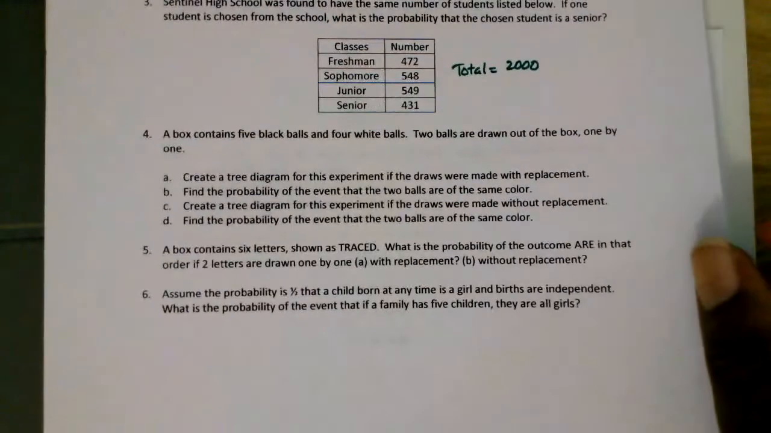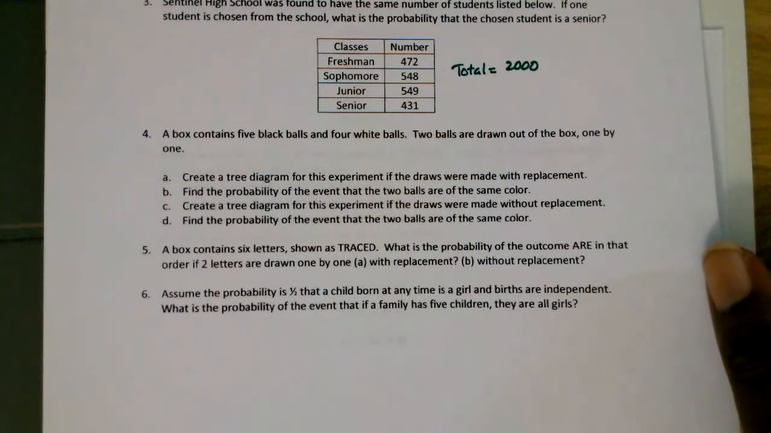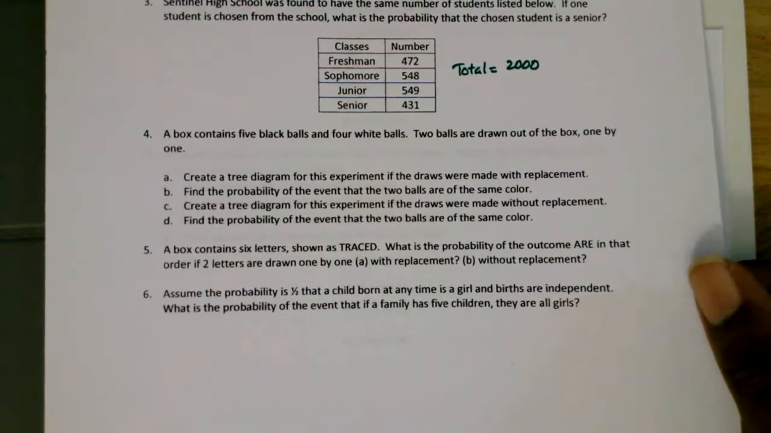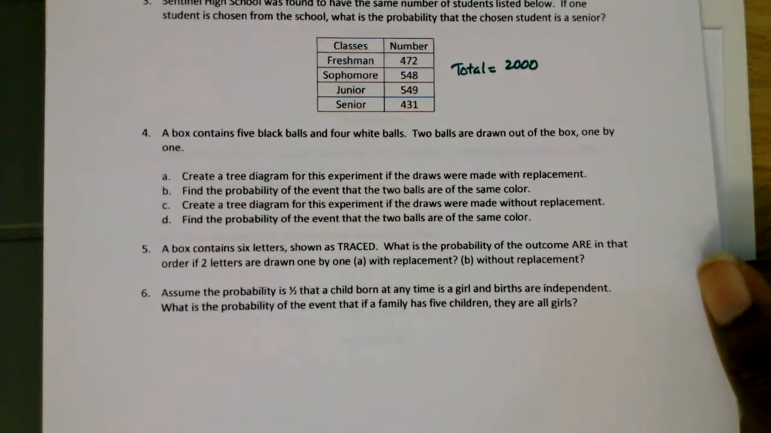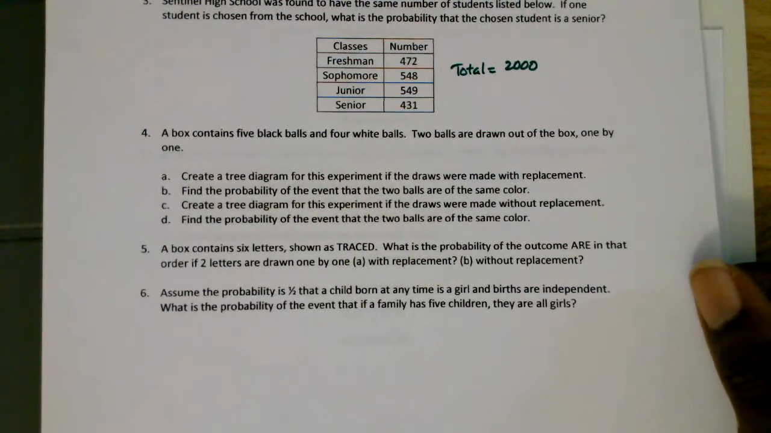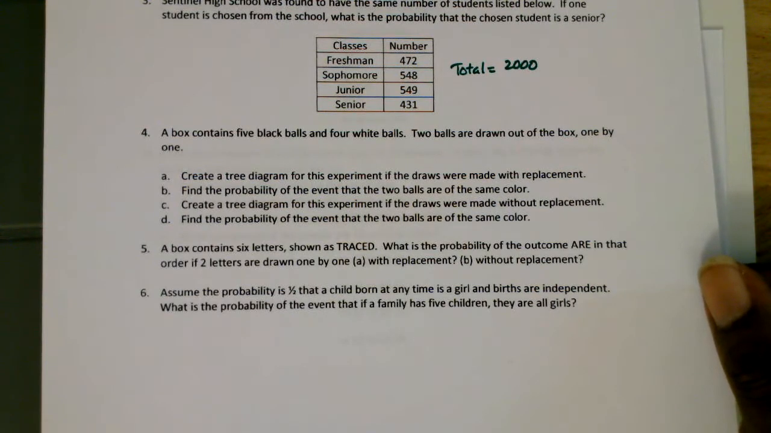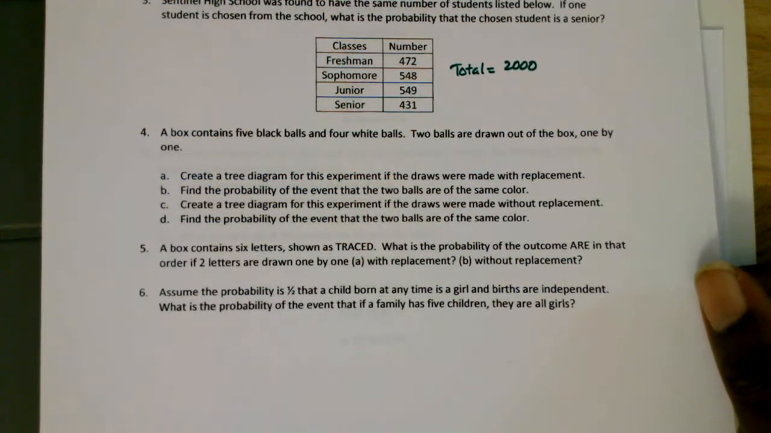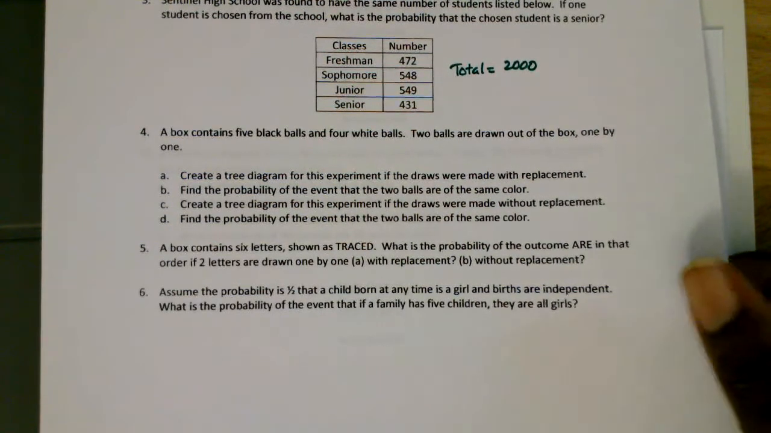Problem number 4 is this. A box contains 5 black balls and 4 white balls. 2 balls are drawn out of the box one by one. In part A, we want to create a tree diagram for this experiment if the draws were made with replacement. In part B, we're going to find the probability of the event that the 2 balls are of the same color. Then in part C, we're going to draw another tree diagram for this experiment if the draws were made without replacement. And then find the probability of the event that the 2 balls are of the same color. That would be part D.